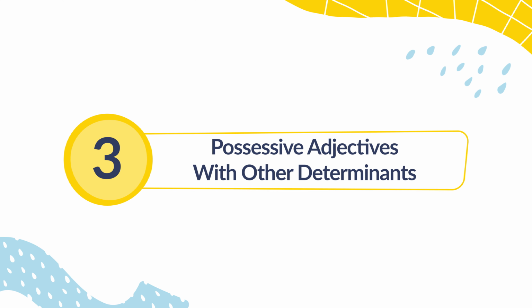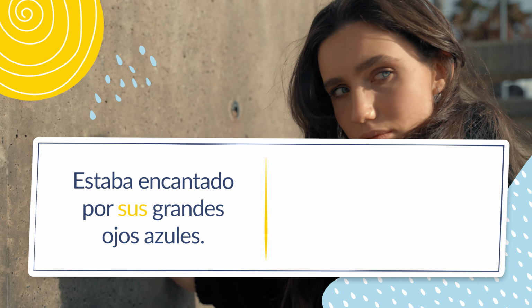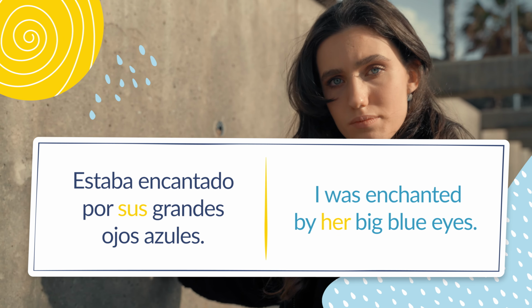The third structure is possessive adjectives with other determinants. What order do we use when the object has additional adjectives? What about with other determinants? With short form possessive adjectives, we just place them first, such as estaba encantado por sus grandes ojos azules. I was enchanted by her big blue eyes.